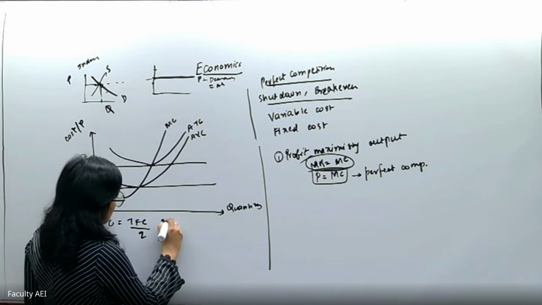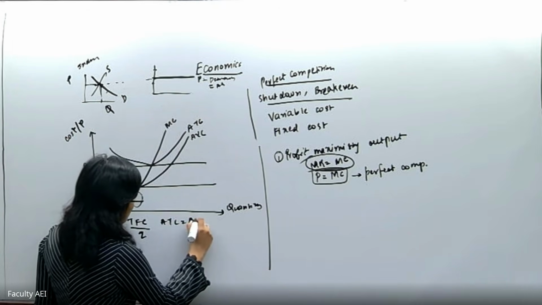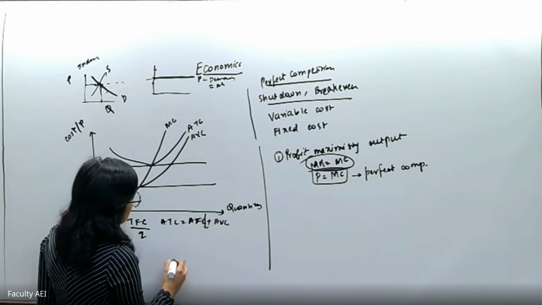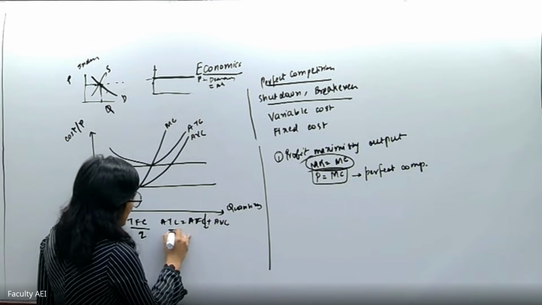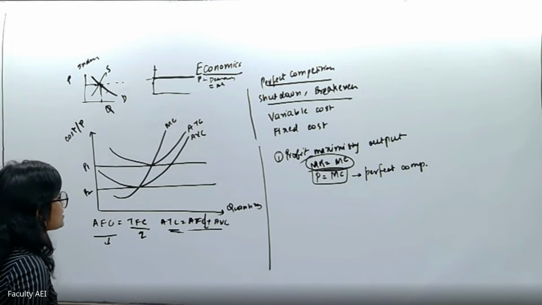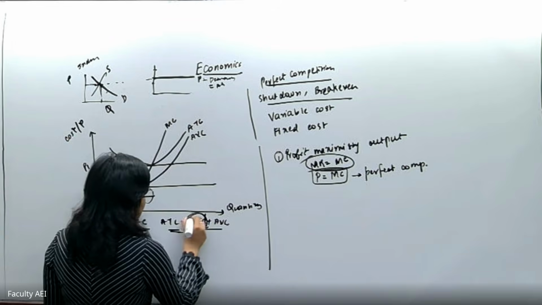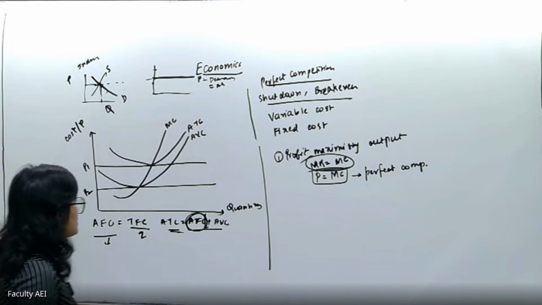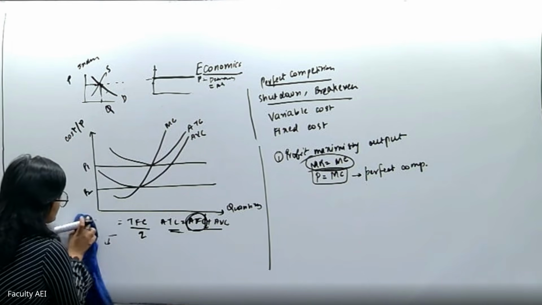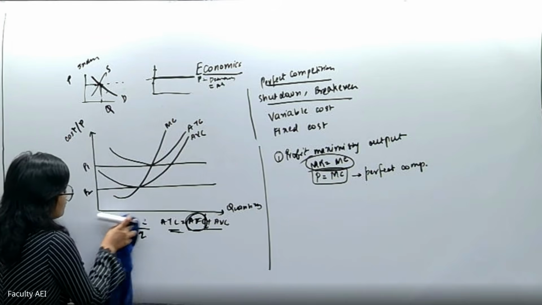So, average total cost is equal to average fixed cost plus average variable cost. Now, this keeps on decreasing. So, the gap between average total cost and average variable cost will also decrease, because the gap is what? The gap is average fixed cost itself. And why are they first downward sloping and then upward sloping?